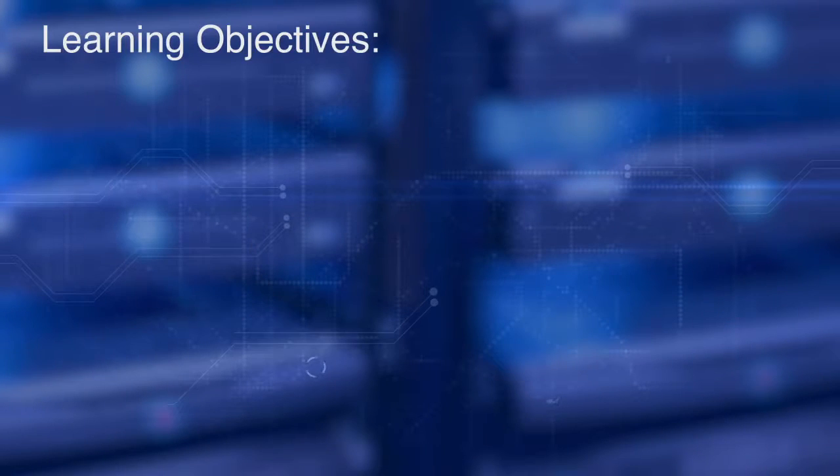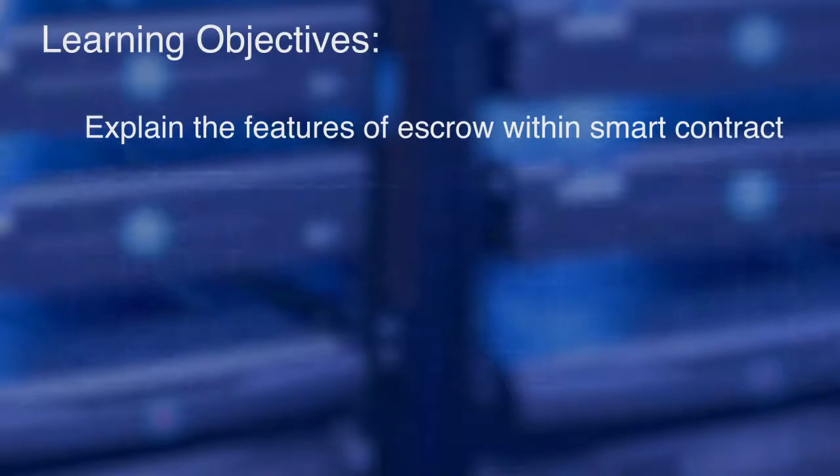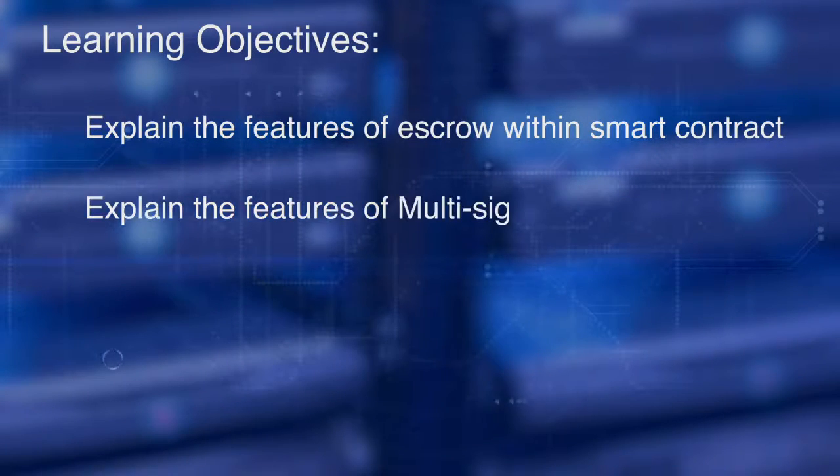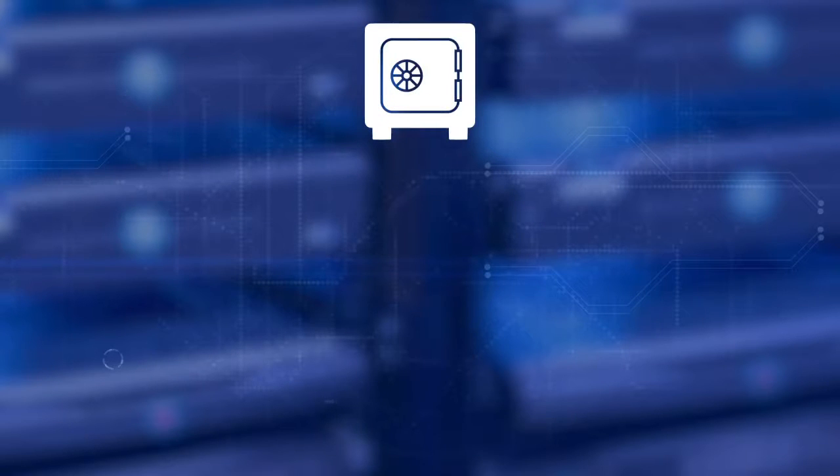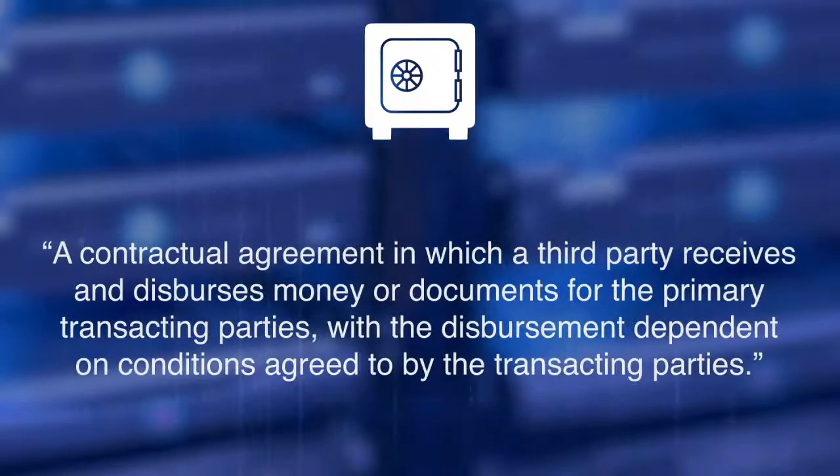On completion of this lesson, you will be able to explain the features of escrow within smart contract and features of multi-sig. Wikipedia defines escrow as a contractual agreement in which a third party receives and disperses money or documents for the primary transacting parties, with the disbursement dependent on conditions agreed to by the transacting parties.